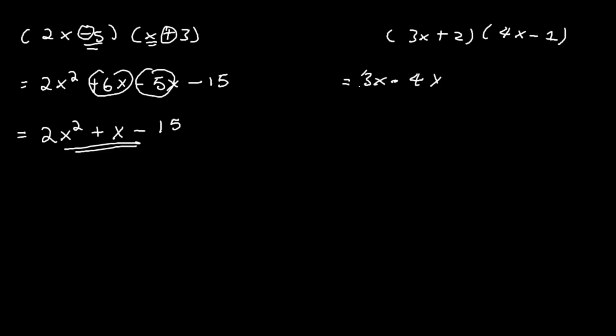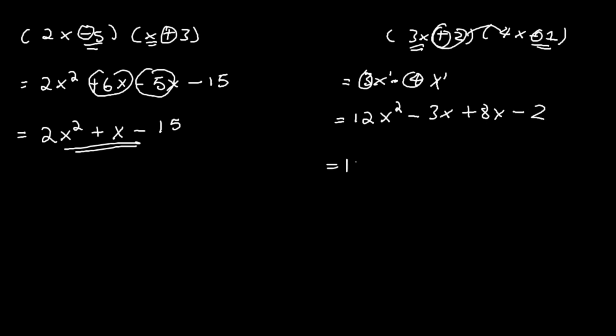Alright, so first let's multiply 3x times 4x. So we are multiplying these two numbers first. 3 times 4 is 12, and we add the exponents whenever we multiply. So that will be x to the second power. Now 3x times negative 1 will be negative 3x. Now positive 2 times 4x will be positive 8x, and positive times a negative will give you a negative 2.